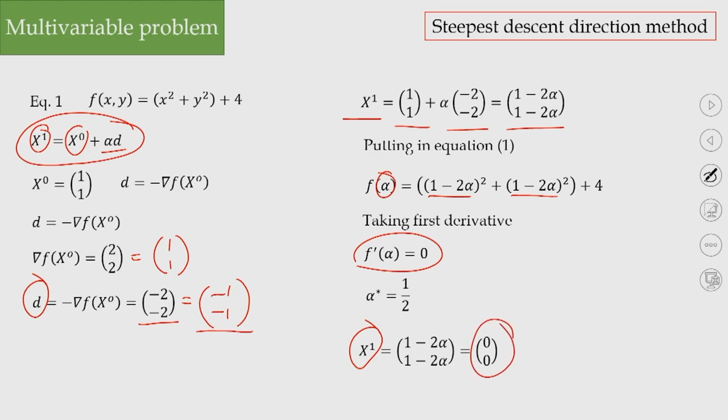You can see that in the univariate method there were 2 iterations. So, in the x direction and the y direction, then we got the optimal solution. But when you are applying the steepest descent direction method, in a single iteration you are getting your optimal solution. But if you are not getting your optimal solution, then what will you do basically?